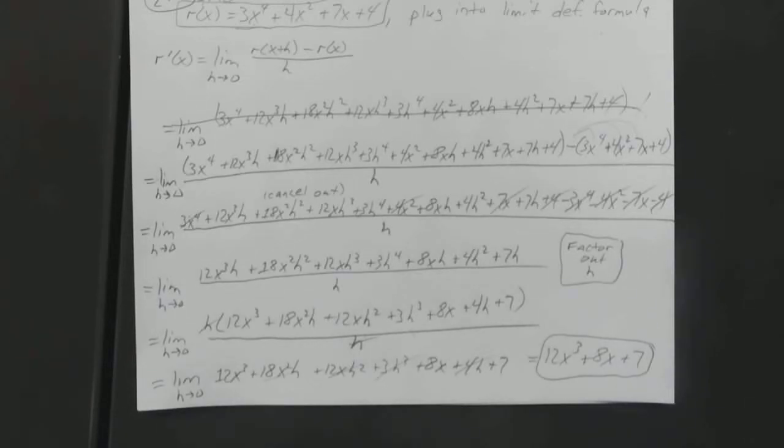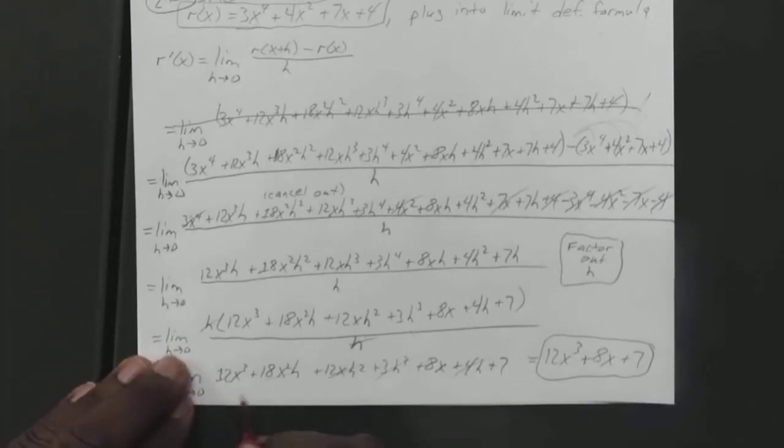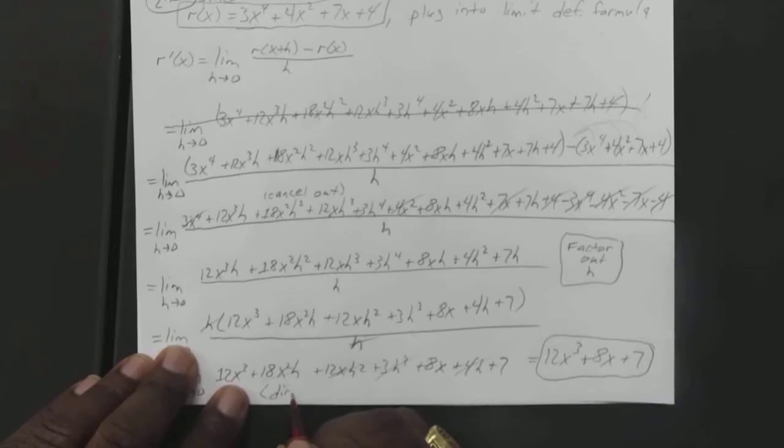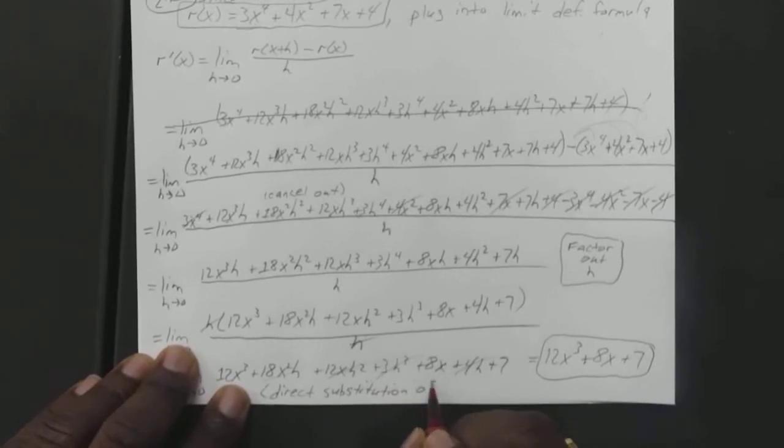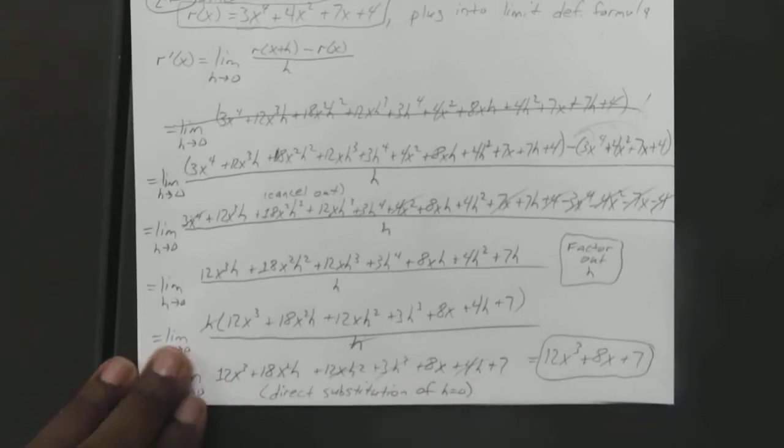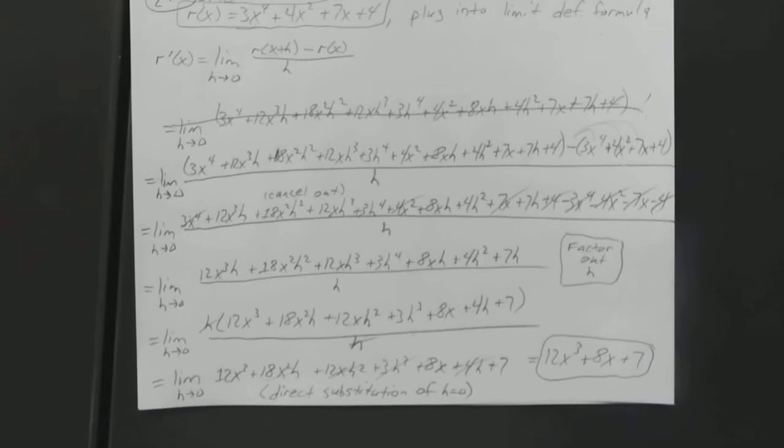So, I guess I'm kind of lost in this last step. How did you cancel out? Oh, this one was just direct substitution of h equals 0. Because remember, you couldn't plug in h equals 0 as long as you had it in the denominator. Once you got rid of it in the denominator, now you can plug it in.